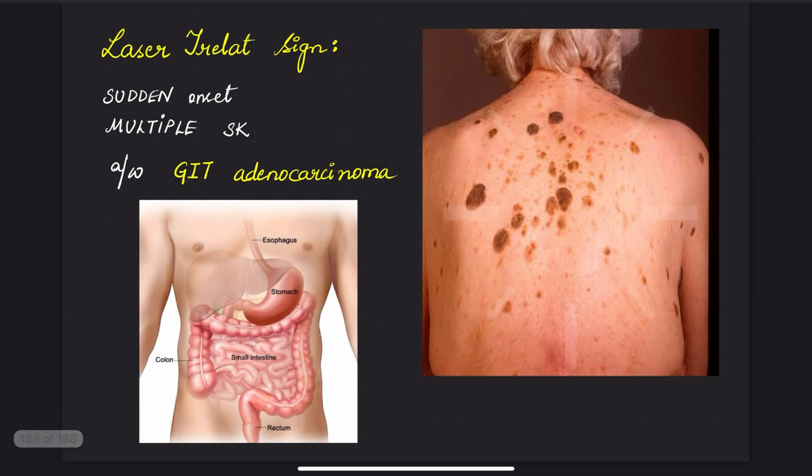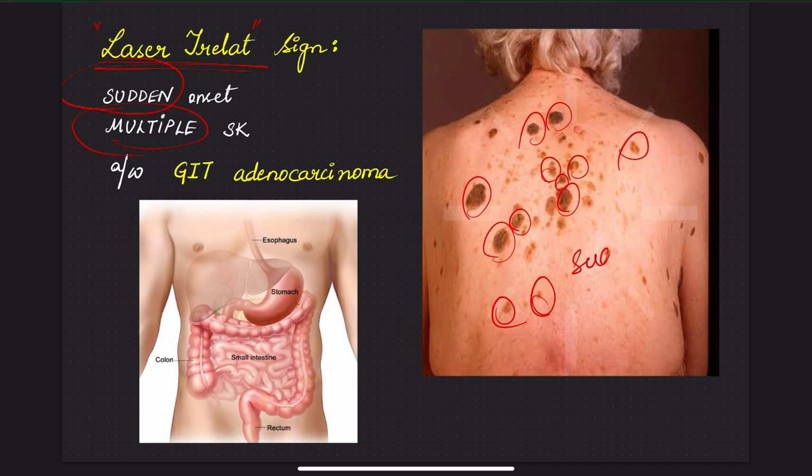There is another entity called the Leser-Trélat sign. Leser-Trélat sign means sudden onset of multiple seborrheic keratoses. See over the trunk, there are multiple stuck-on brown papules, and they appear suddenly. Sudden appearance of multiple seborrheic keratoses should give you a suspicion of underlying gastrointestinal malignancy, or GIT adenocarcinoma. This is called the Leser-Trélat sign: sudden appearance of multiple seborrheic keratoses, which is associated with underlying GIT malignancy.